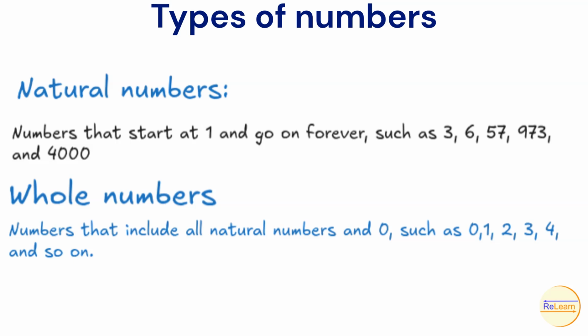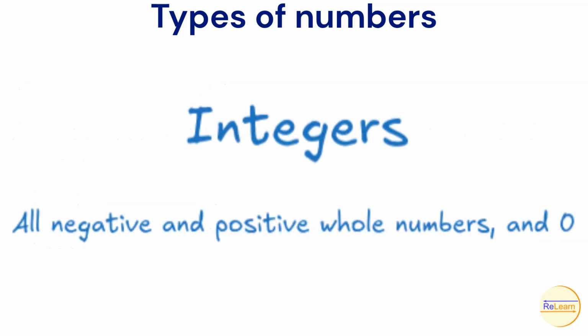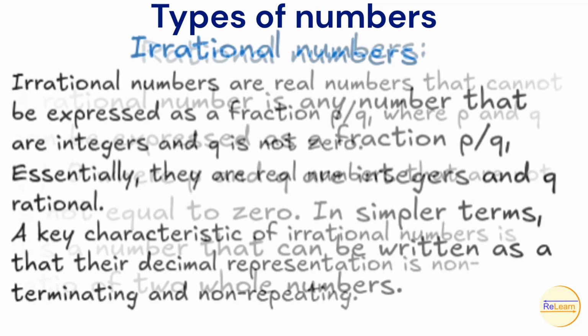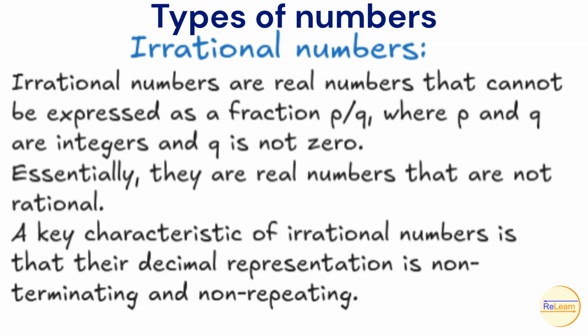Whole numbers: numbers that include all natural numbers and 0, such as 0, 1, 2, 3, 4, and so on. Integers: all negative and positive whole numbers, and 0. Rational numbers: numbers that can be written as a fraction p over q, where q is not equal to 0. Irrational numbers: numbers that cannot be written as a fraction p over q, where p, q are integers and q is not equal to 0, such as non-terminating, non-repeating decimals like pi.